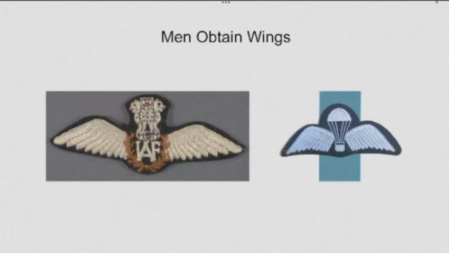Not only that, we also bestow symbols of birds on ourselves. For example, a flyer in the Indian Air Force gets a badge which has wings. So also a paratrooper gets wings. Now these symbols are a representation of an idea of the personal effort and the merit a person has put into obtaining those wings.